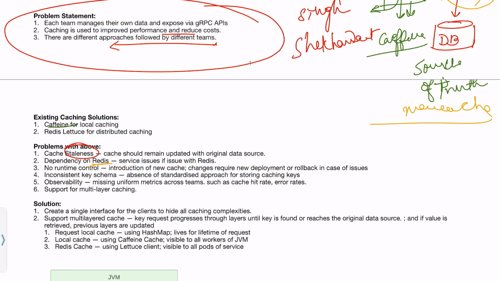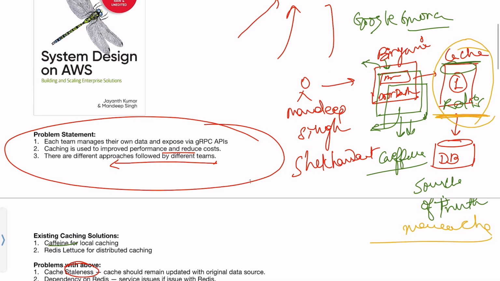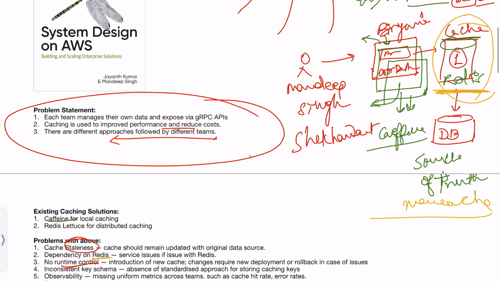No runtime control. Introduction of new cache changes require new deployment or rollback in case of issues. Let's say you are introducing a new caching solution. How will you implement it? Again, instead of Redis, let's say you have two caches in place. You have Memcache as well. So these kinds of requirements.